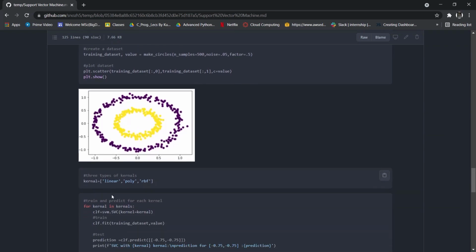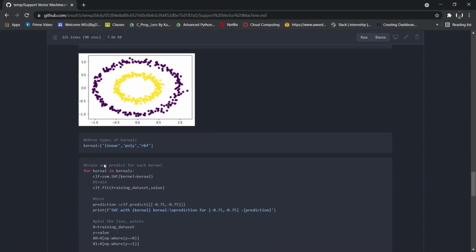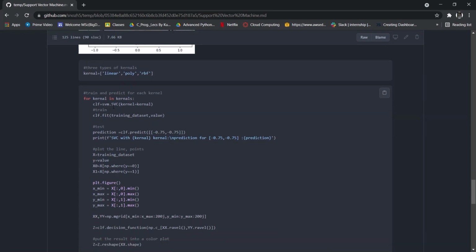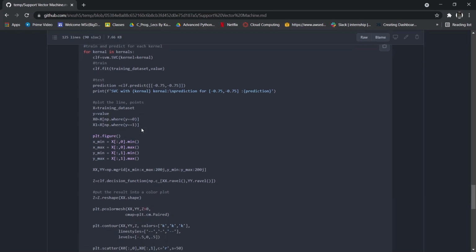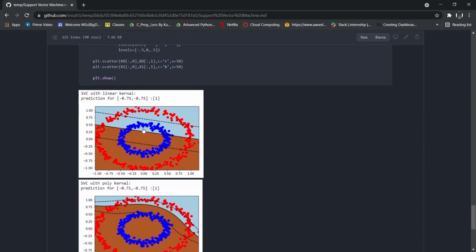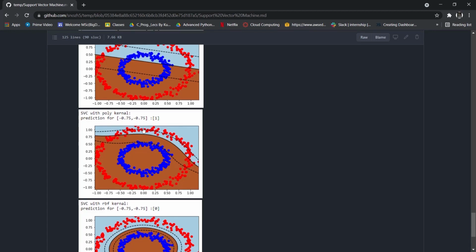Here we have taken all three kernels, and we will compare the outputs of all three kernels. After declaring the model of our SVM classifier, we fit our dataset into that model, and moving further, we had as output these three plots for the linear kernel, polynomial kernel, and RBF kernel.